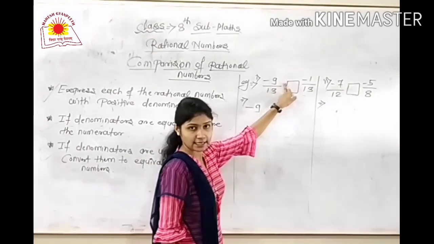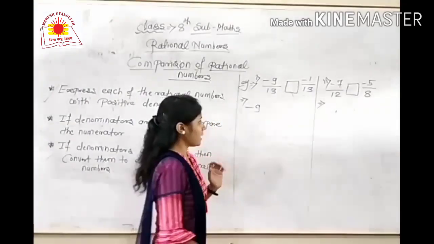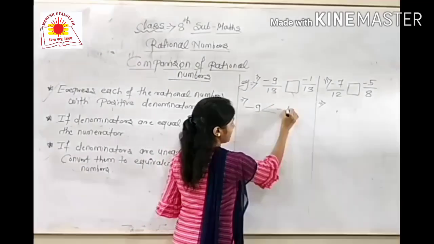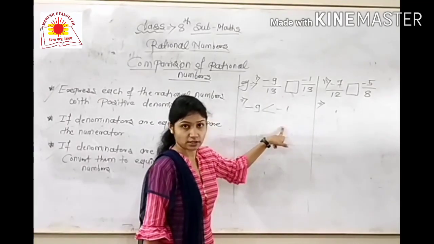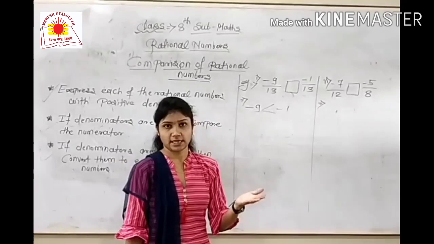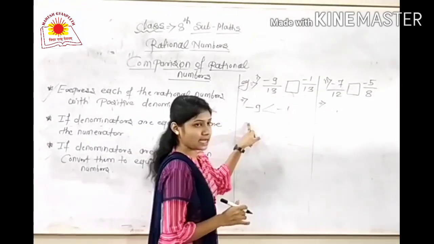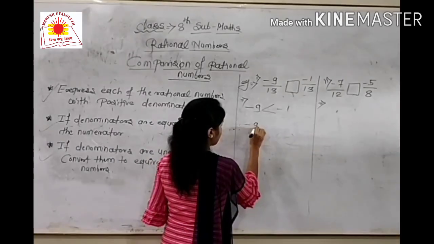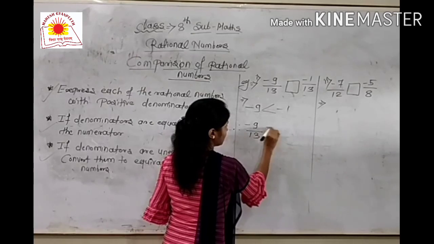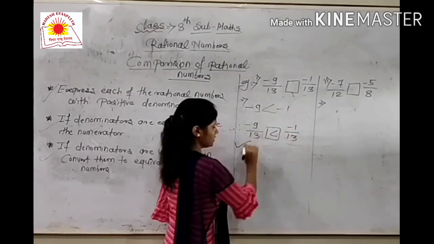Then minus 9 and minus 1. Is minus 9 greater or less? Minus 9 is less than minus 1, because with negative signs, the bigger number is the lesser one. Therefore, minus 9 upon 30 is less than minus 1 upon 30. This is the simple answer.